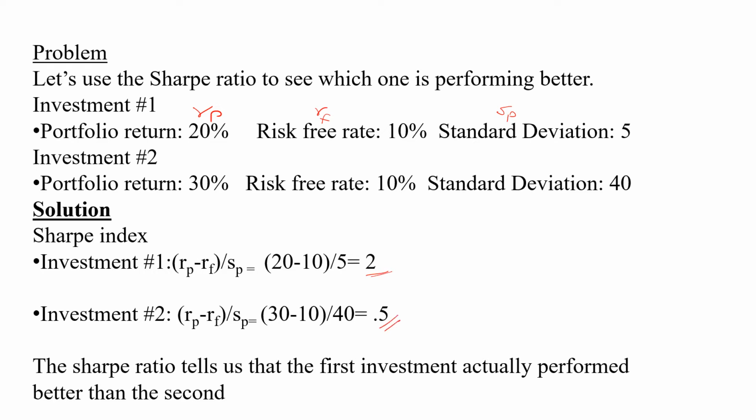Here, if you see, 2 is a higher value and it is considered to be better. When it is less than 1, it is not a good investment. That means the investment that you have made has really not performed so well. That is the evaluation decision that you can make. So this is better. So investment 1 is a wise decision.